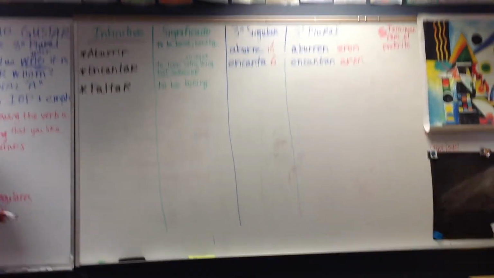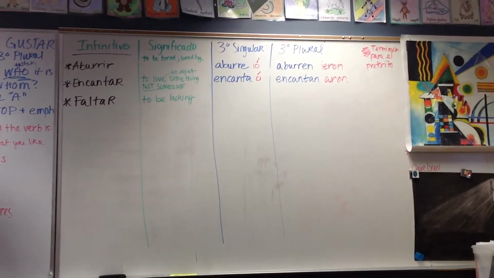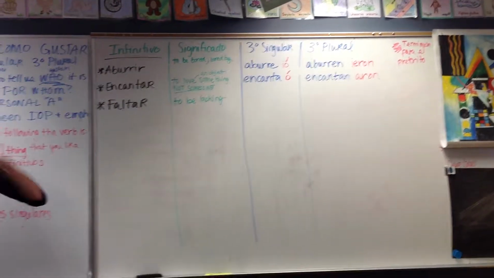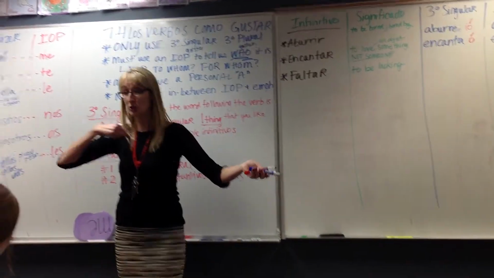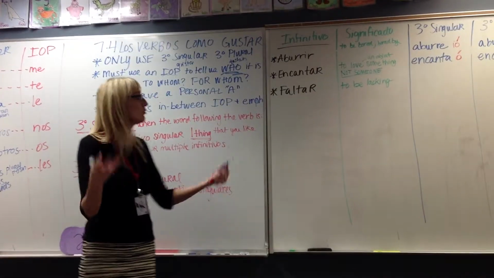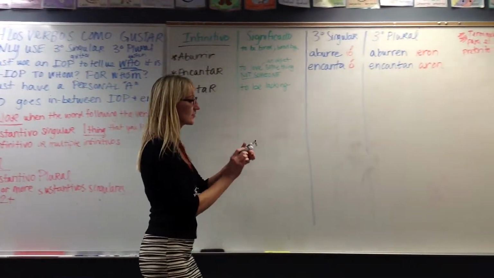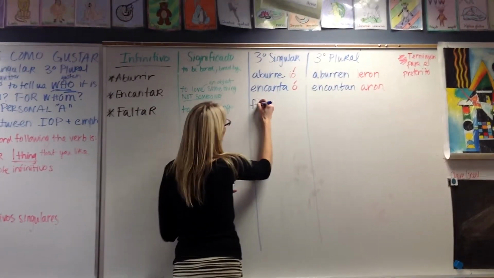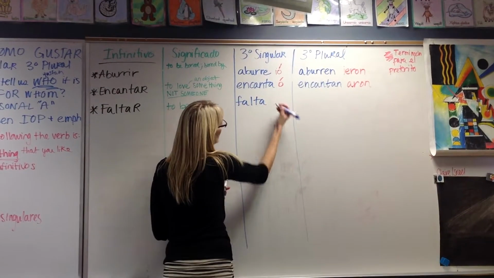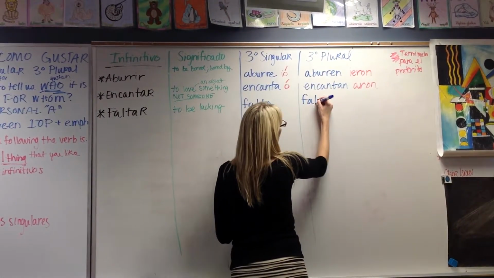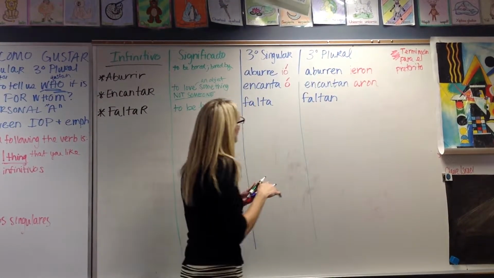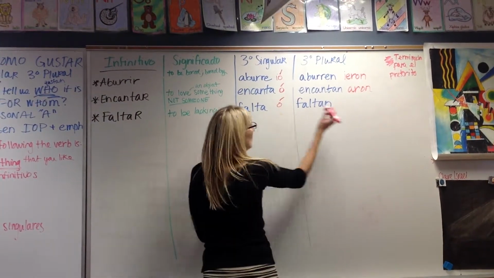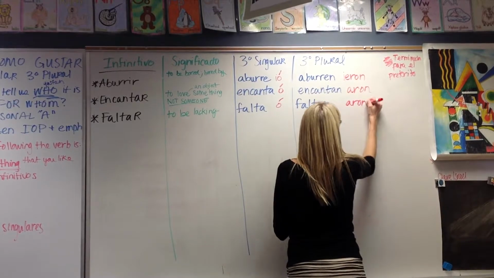A mí me falta el amor. What is lacking from my life? Love. It is lacking. To whom is it lacking? To you. To me. Okay? To whom or for whom? What is the third person singular going to be? Falta. And plural? Faltan. And what are my endings going to be? Faltó or faltaron. Muy bien.